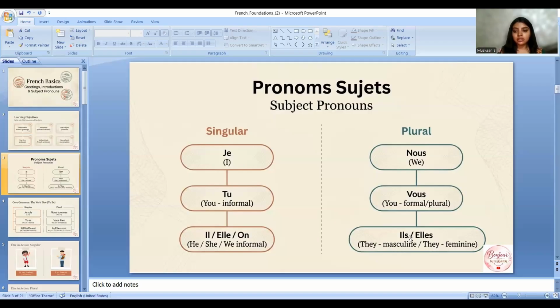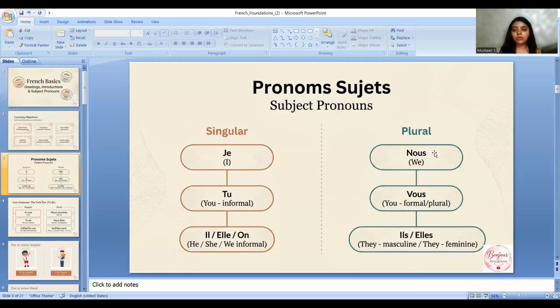Now here the difference is the s, because it is in plural form now. So ils will be they and elles is also they, but ils is masculine and elles is feminine. That's what you have to remember. In singular, there is just il, there's no s. But in plural, it is ils. Don't get confused between these two because this one is singular and the other one is plural.